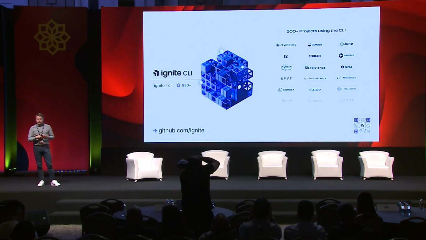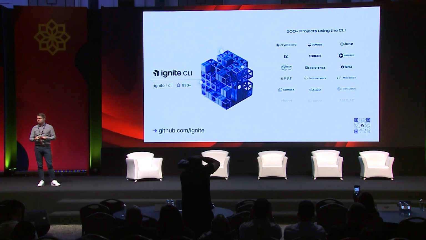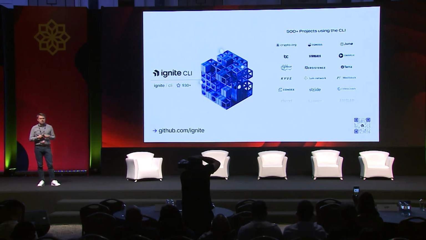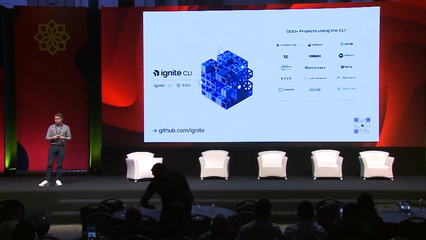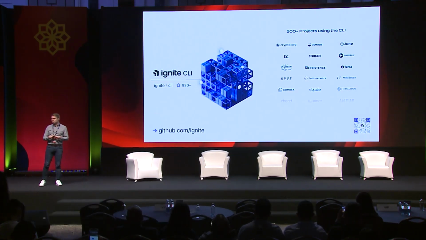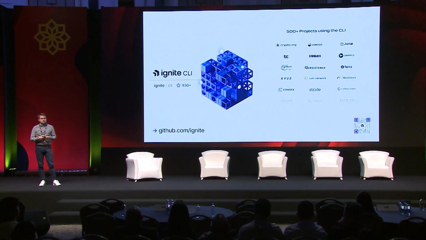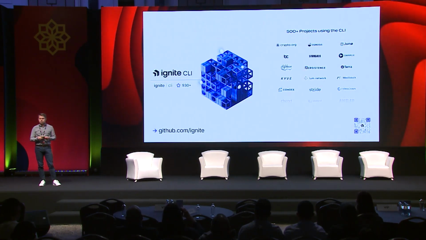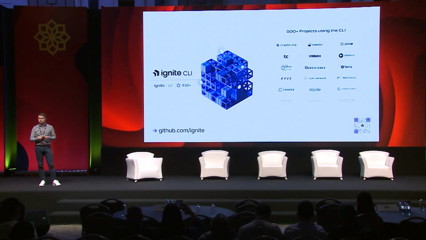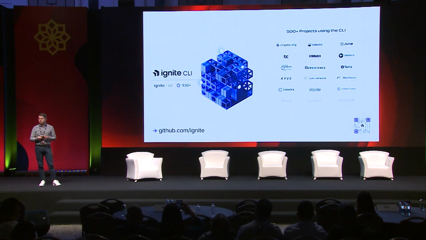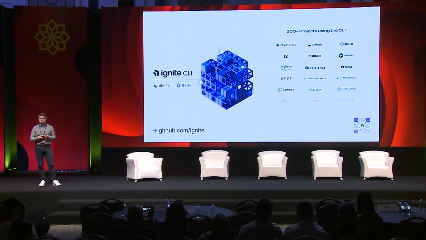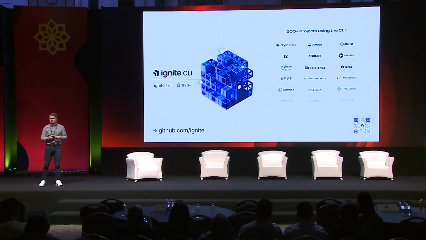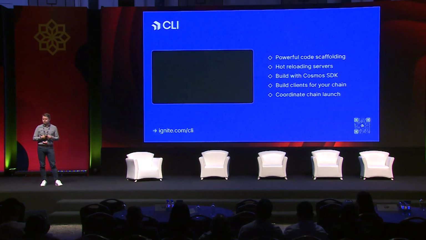Ignite CLI is a very powerful developer tool that lets developers quickly get up and running with building independent blockchains, and has been around for more than 2 years now. And dozens of blockchains have used it to get from zero to mainnet in a very short amount of time. You can see some of them in the list. It's, of course, free and open source, so you can download it right now and use it.